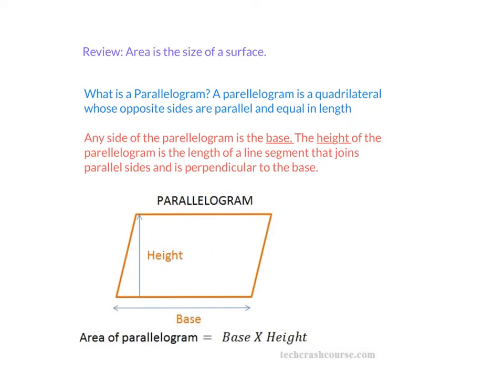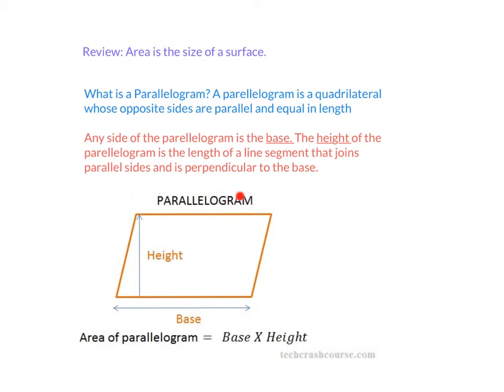So if we're trying to find the area of a parallelogram, well, what is a parallelogram? A parallelogram is a quadrilateral, meaning it's a four-sided figure whose opposite sides are parallel and equal in length. So these two sides would be parallel to each other, and these two sides would be parallel to each other. To find the area of a parallelogram, there is a formula, which is down here. Area of a parallelogram equals base times height.